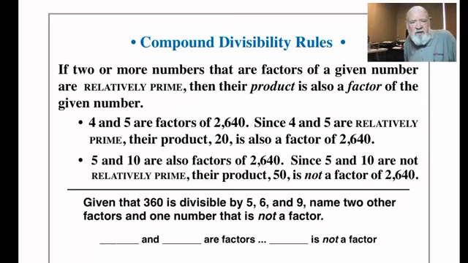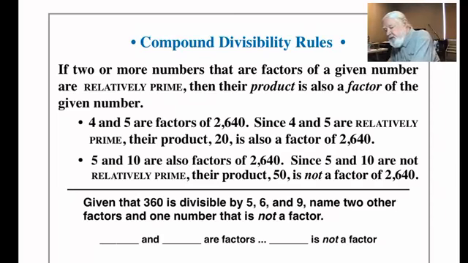How about using it says, given the fact that 360 is divisible by 5, 6, and 9. So let's use that relatively prime idea. Are 5 and 6 relatively prime, yes or no? Well, when you think of the factors of 5, they're 1 and 5, and 6 is 1, 2, 3, and 6. So the only common factor they have is 1. So 5 times 6 will also be a factor of 360. So 5 and 6 work.